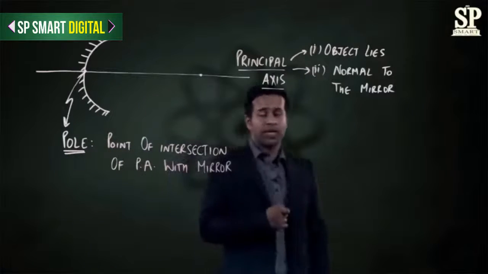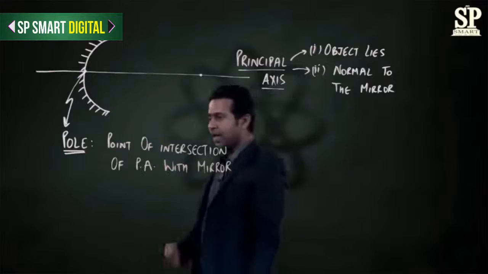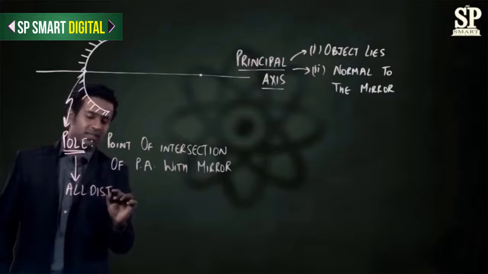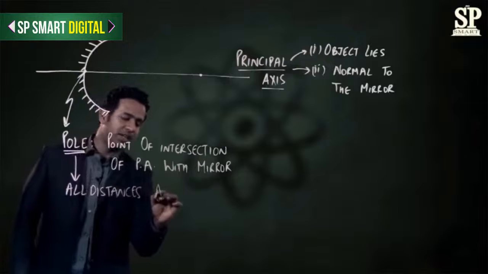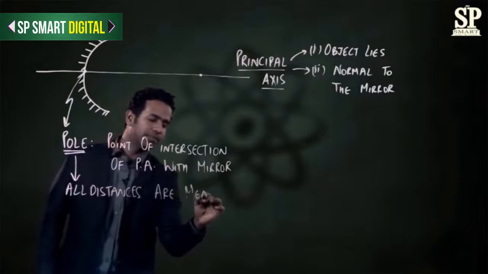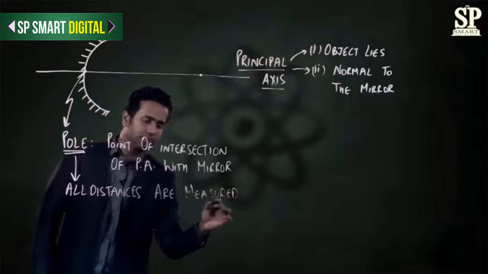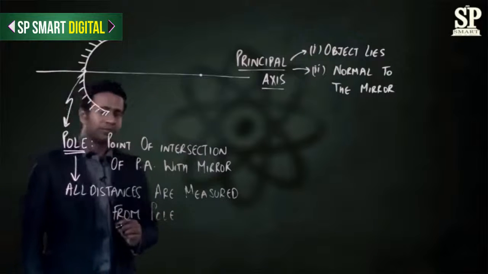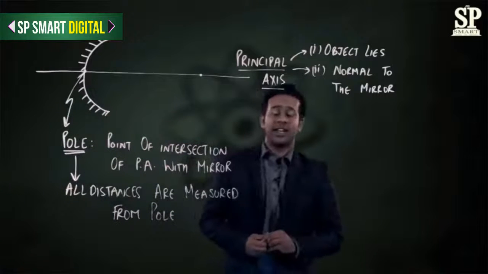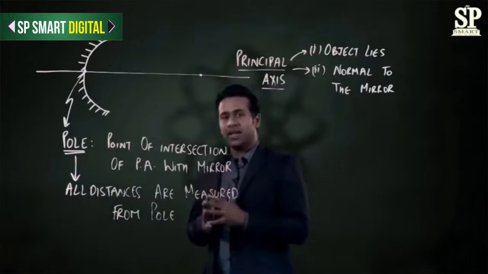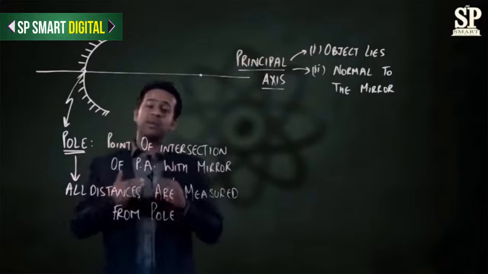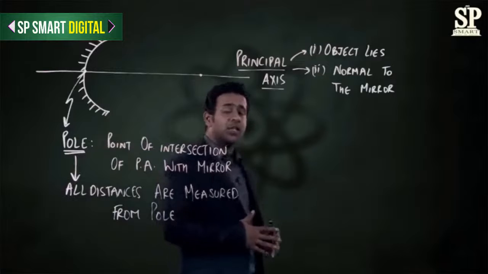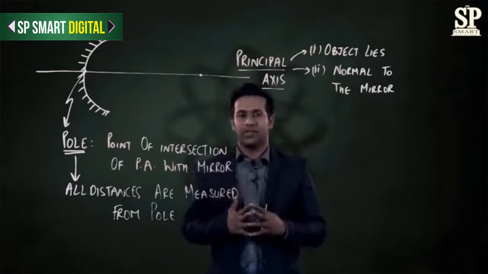Now, there is an important property of pole that we must remember, and that is that all distances are measured from pole. So, the pole, which is the point of intersection of principal axis and the mirror, is the point from where we will measure all distances. So what distances are we talking about? The image distance, the object distance, and the radius of curvature.